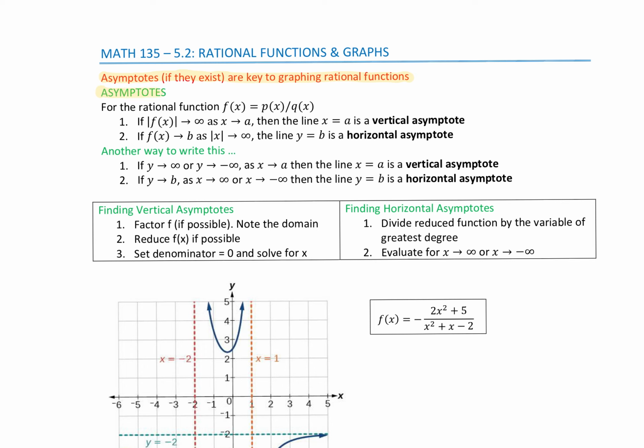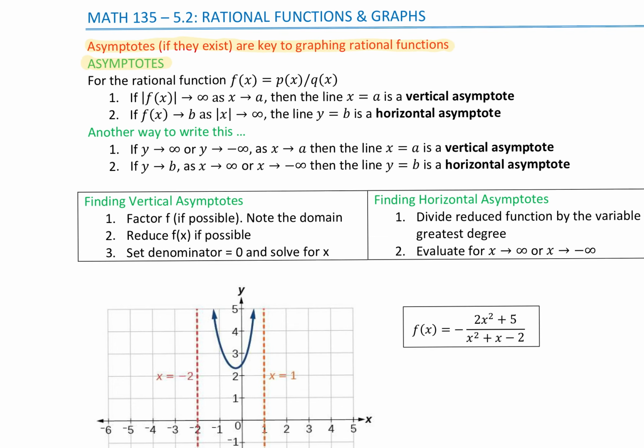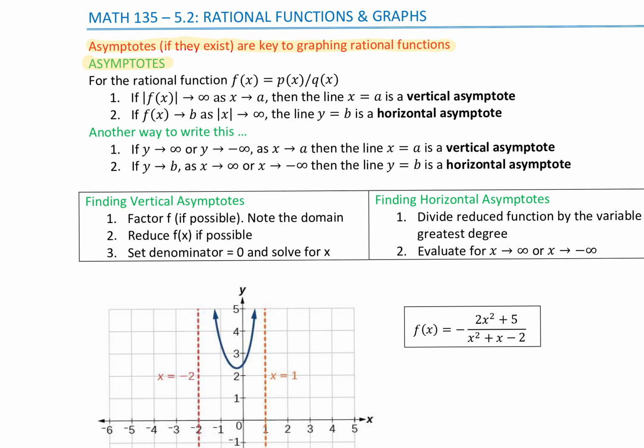In your book, there is a definition of what vertical and horizontal asymptotes are. This notation may be a little bit difficult to understand, so I'm going to break it down a little bit and then look at the graph below to illustrate what this notation means. So let's say you have your rational function f of x, and it's just some polynomial p over another polynomial q. Well, if the absolute value of f of x approaches positive infinity as x gets closer and closer to some number a, then the line x equals a is going to be a vertical asymptote.